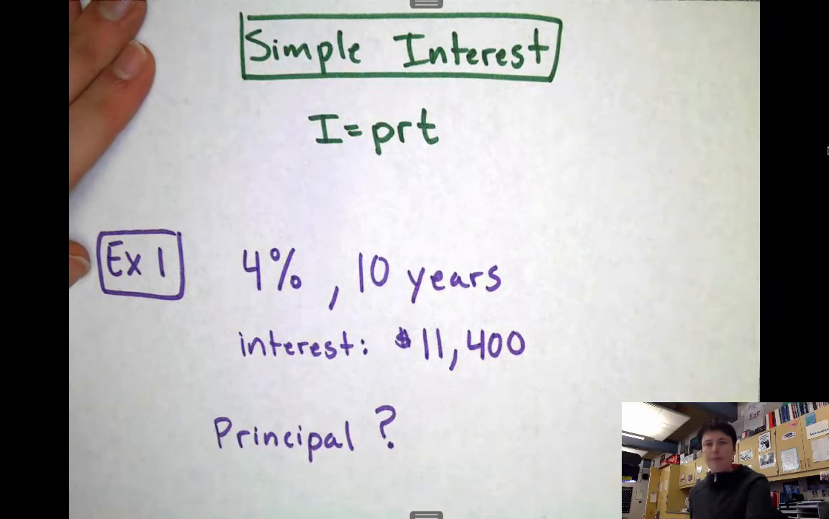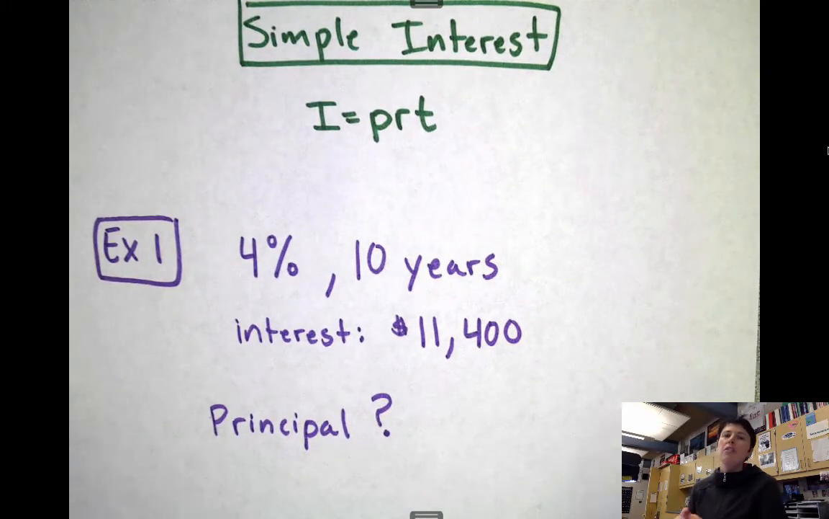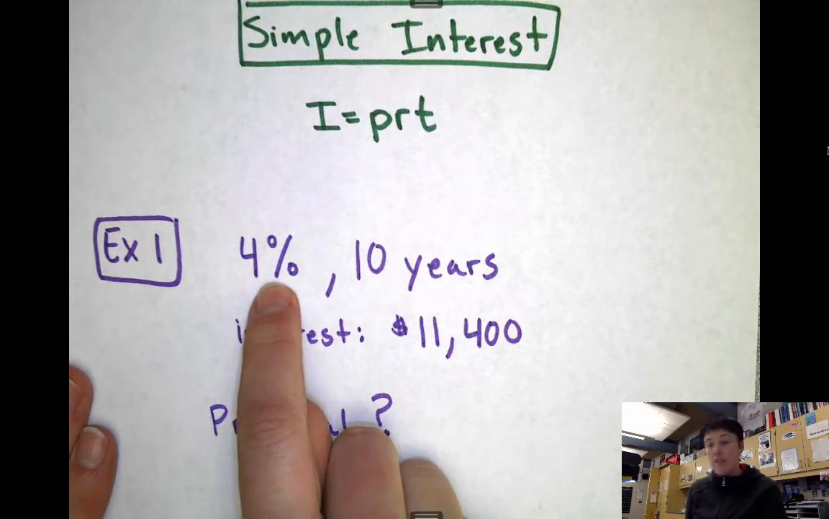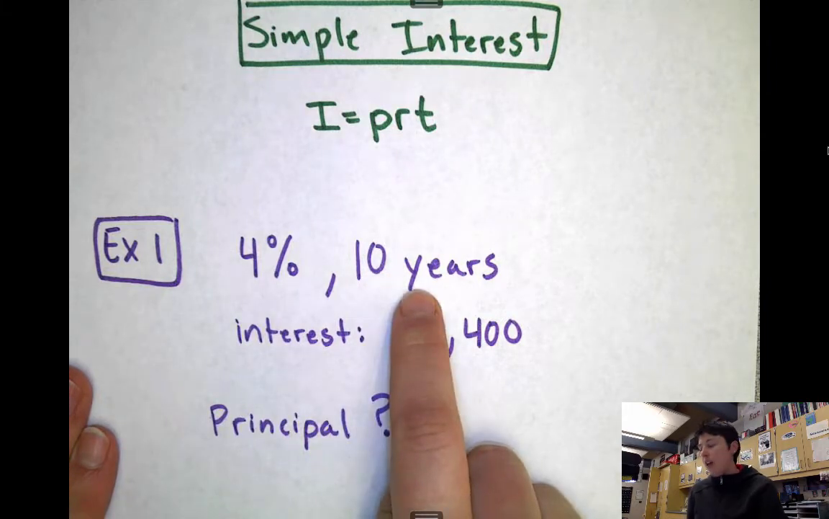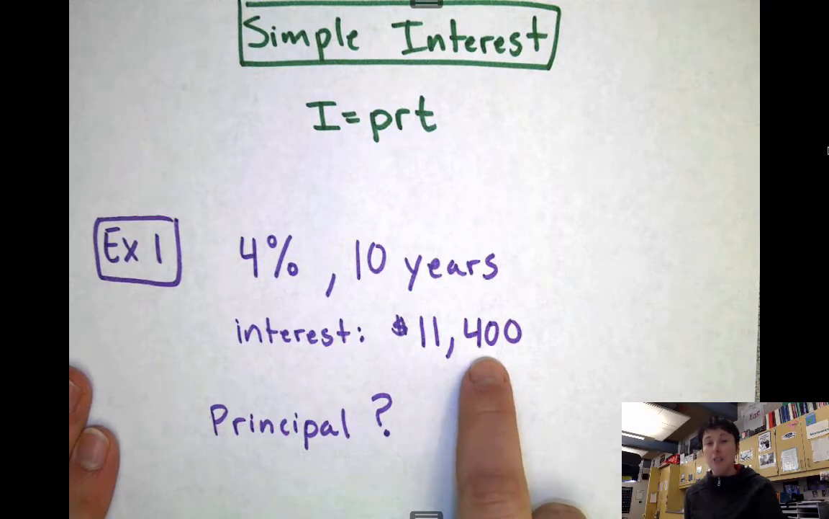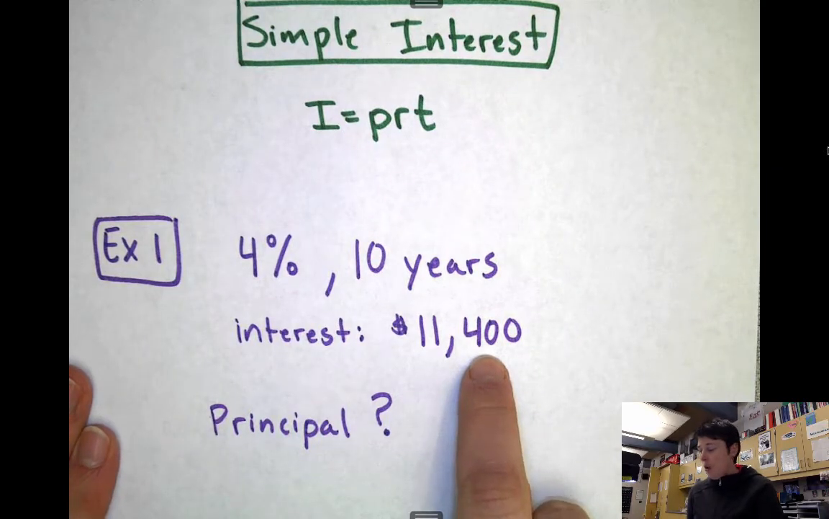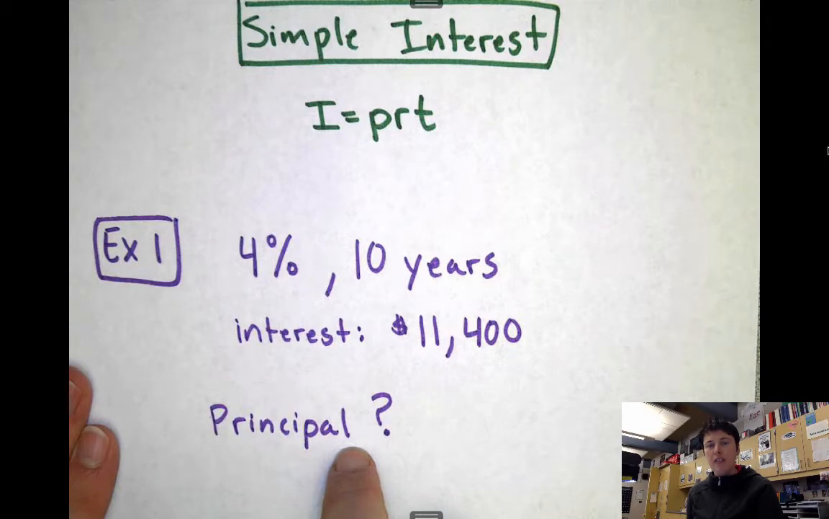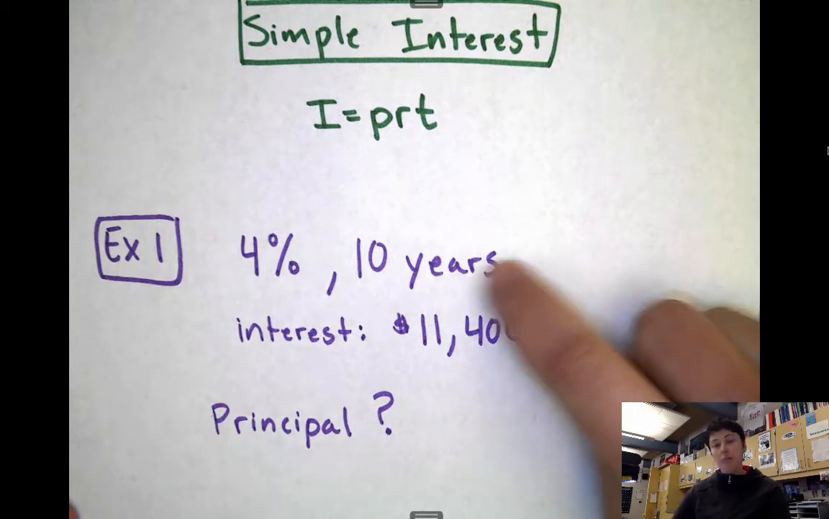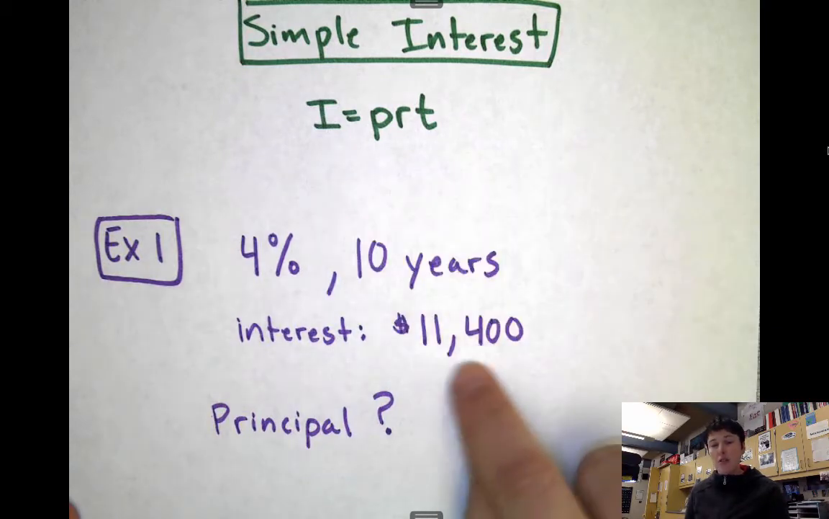Let's try an example. So imagine you had an interest rate of 4%, and you were paying back a loan and you were given 10 years to do it. And when you were done, you had paid the bank $11,400 of interest. That's your interest. What was your principal amount? That means how much money did you actually borrow? Maybe you bought a new car or a house. We'll have to calculate it to figure that out. You paid it off in 10 years at a 4% rate, but this is all your extra interest.